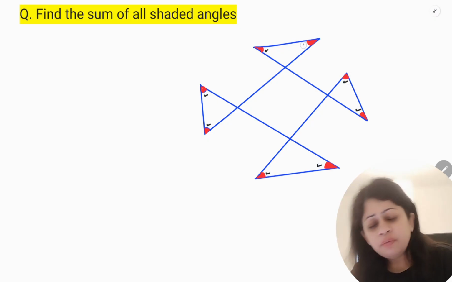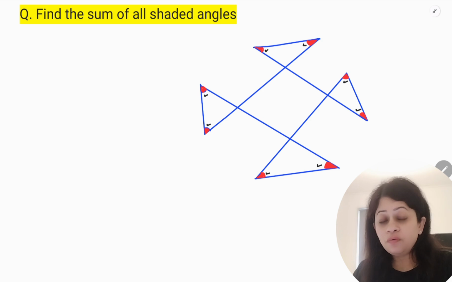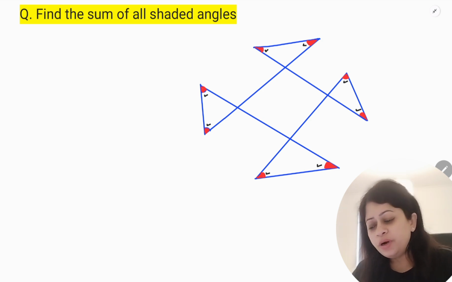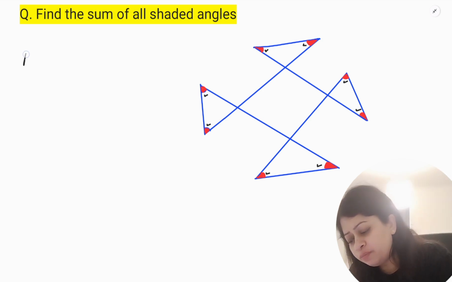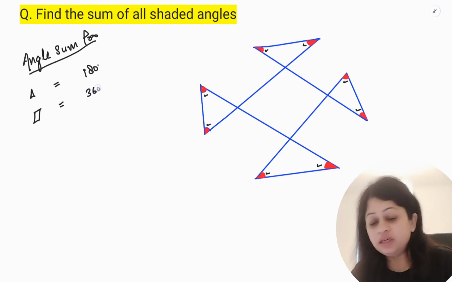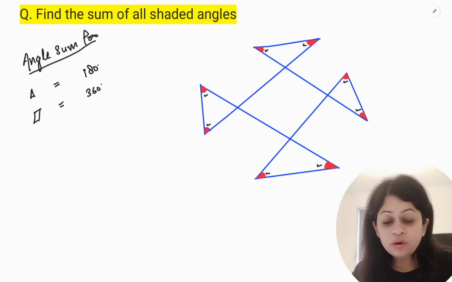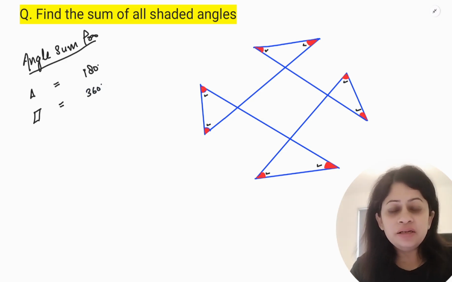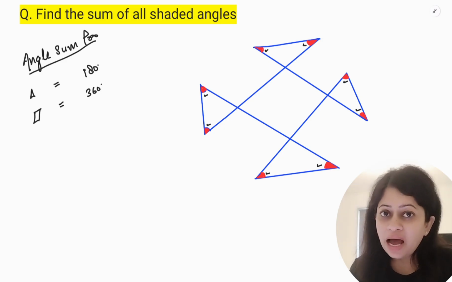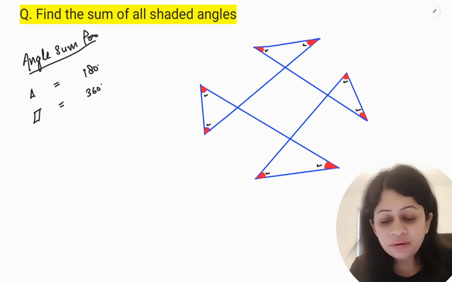Okay, but I know two things. I know the angle sum property of a triangle. What is the angle sum property of a triangle? In a triangle, the sum of angles is equal to 180 degrees, right? In a quadrilateral, the sum of angles is equal to 360 degrees, right? Because I cannot measure the angle, I cannot tell the sum directly, so I will have to apply a property here, right?